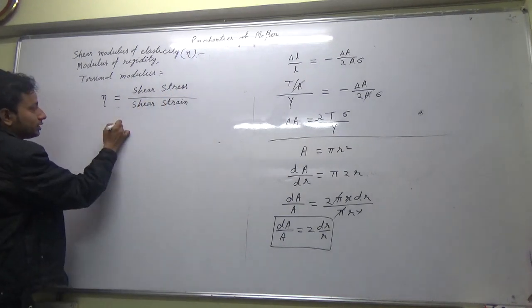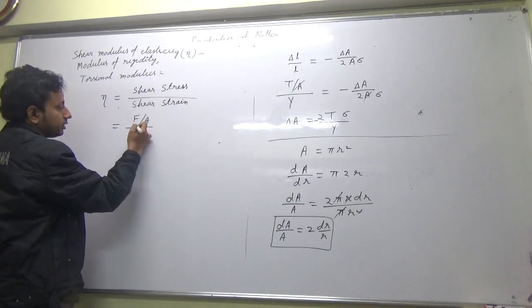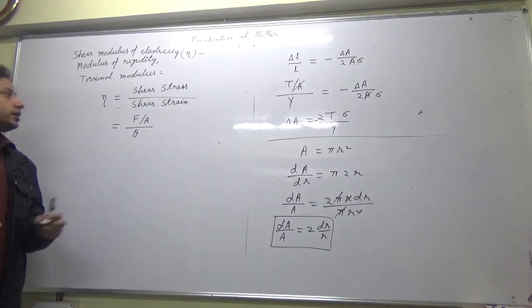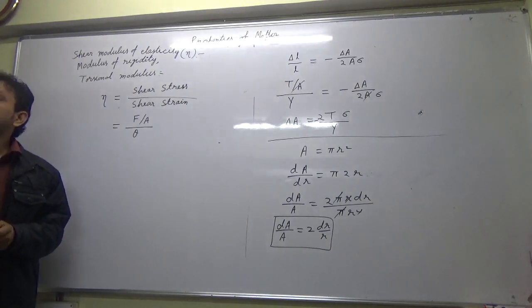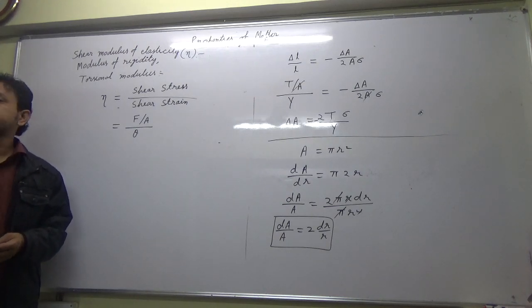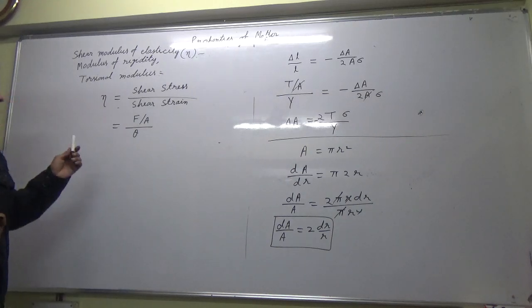So what was shear stress? Force per unit area, and shear strain was written in terms of theta, the angle twisted. Shear stress is force per unit area, where the area should be parallel to the direction of force. If the area is perpendicular, then it becomes the longitudinal stress. Area should be parallel to force.